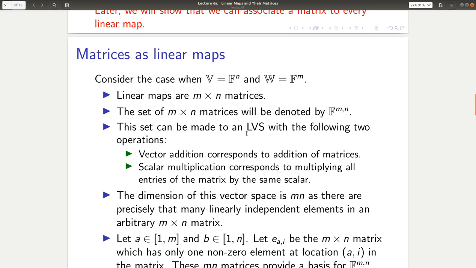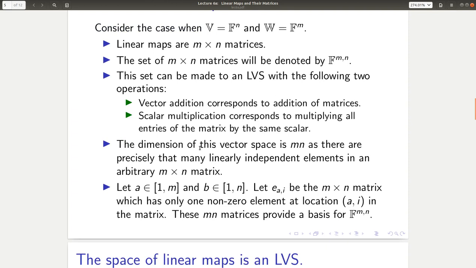This can be made into a linear vector space with just adding two operations. We know that operation. We need to have vector addition. So what's a vector in this space? It is just an m by n matrix. So you can just add two matrices, you get another matrix. So that shows you addition. Scalar multiplication just corresponds to multiplying all the entries of the matrix by the same scalar. So if A is some matrix, t times A is the new matrix.